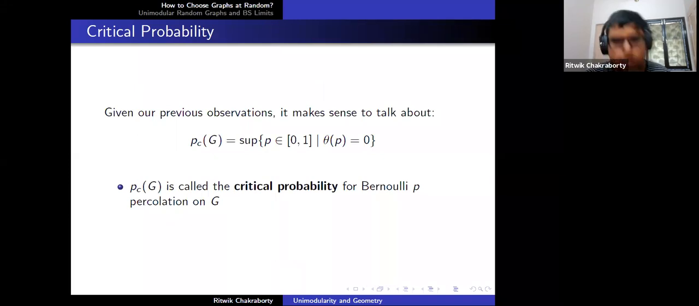So since we now know that theta p monotonically increases from 0 to 1, it makes sense to talk about the supremum of all the values of p such that theta p equals 0. What I really mean is that if you try and plot theta p on [0,1], you'll see that it starts at 0, it remains at 0, and then there is this critical probability, which we denote by p_c of G, where a phase transition occurs and my graph jumps to 1. So what is happening there? Below p_c of G, all my clusters were finite. And after p_c, I have infinite clusters in any percolation configuration that I choose.